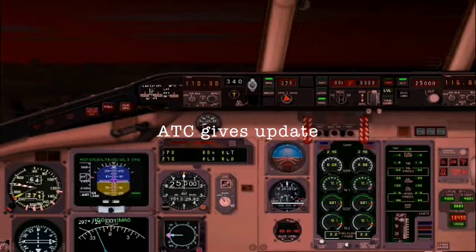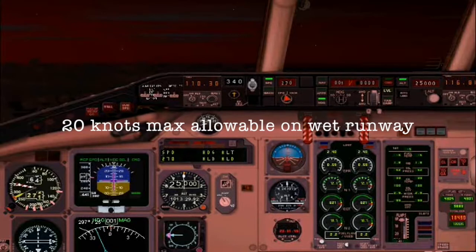ATC called in and gave an update of the winds. The crosswinds would make it difficult to control the plane on landing, which is why the pilots must quickly determine whether they are in safe limits. So the pilots calculated the strength of the crosswind from its angle to their final approach and decided that 20 knots was the maximum allowable on a wet runway.